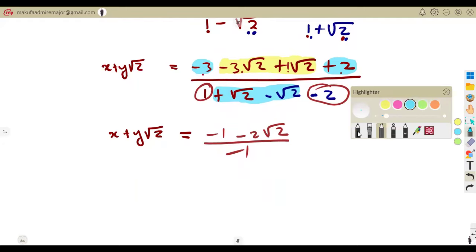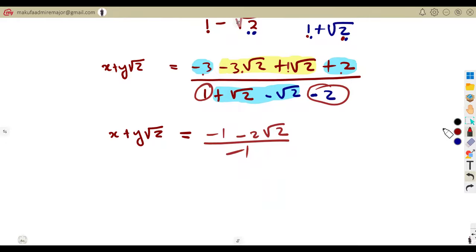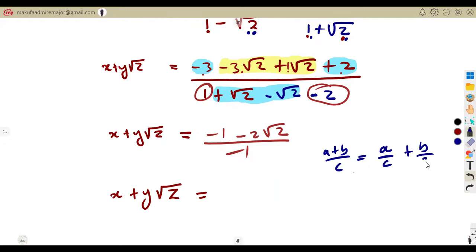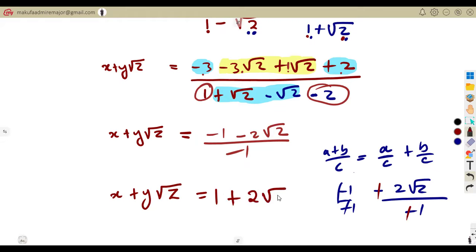We are still not yet at the format, because we need this format, guys. So that's x plus y square root of z is equal to, you can divide each and every term. Remember that a plus b over c is a over c plus b over c. So you can separate this as minus 1 over minus 1. Then you're going to have minus 2 square root of 2 over minus 1. So this was going to give us a positive. All right, minus minus, that's a positive also. So that's 2 square root of 2.